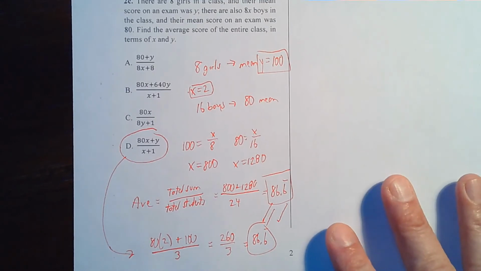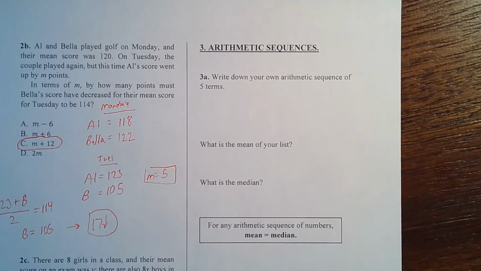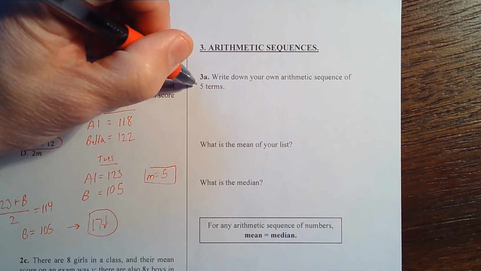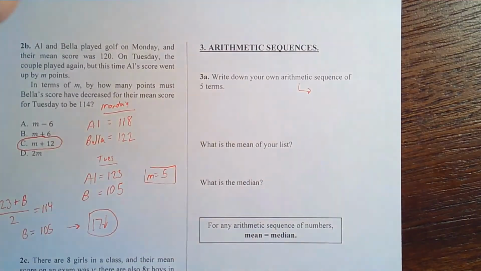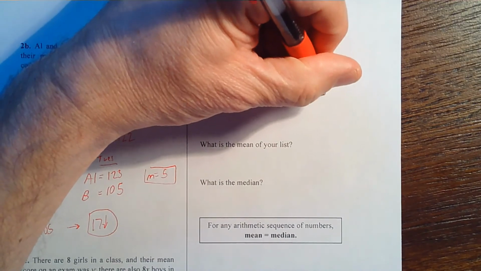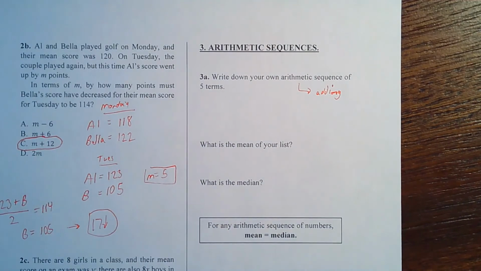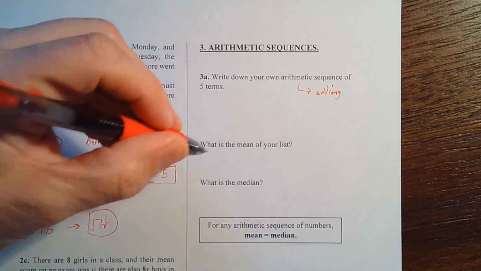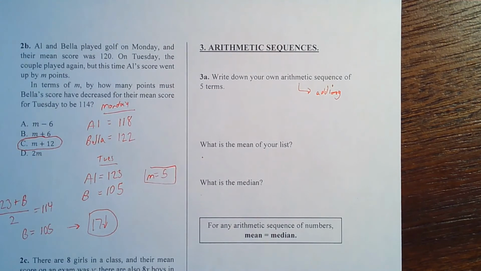Lastly, we're going to go to section 3, arithmetic sequences and how they're connected to median and mode. For 3A, we're just going to ask you very simply to write down your own arithmetic sequence of 5 terms, and hopefully you remember that an arithmetic sequence is one in which you're always adding the same value from one term to the next, and that gives you your sequence. So give us a sequence of 5 terms, just write it down, then determine what the mean of your list of numbers is and what the median is of your list of numbers. Pause the video, do that, please.